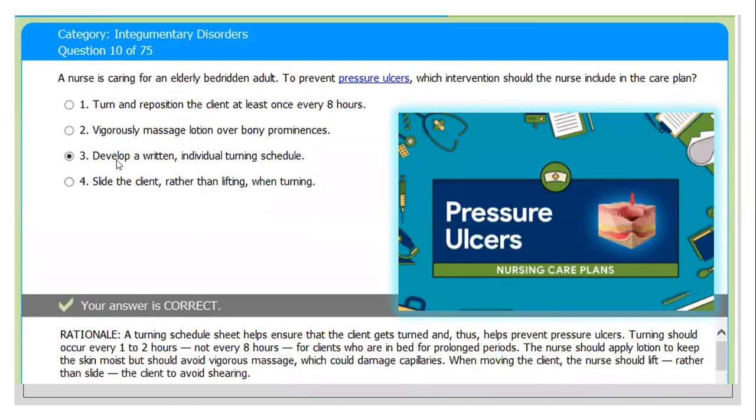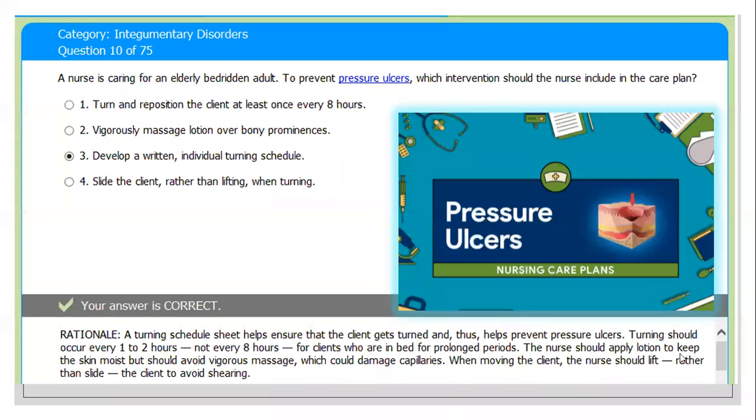The correct answer is develop a written individual turning schedule, because it is so very important. So posture change can prevent the pressure ulcer. The rationale says a turning schedule sheet helps ensure that the client gets turned and thus helps to prevent the pressure ulcer. Turning should occur every 1 or 2 hours, not every 8 hours, for the client who is in bed for a prolonged period.